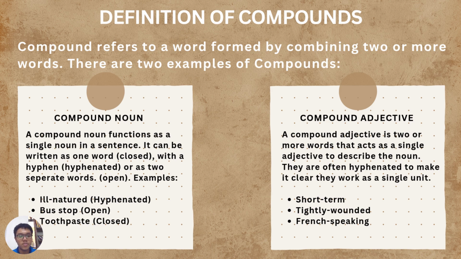We already know the examples down here. Compound adjective is actually a little bit different. So, compound adjective is two or more words that act as a single adjective to describe the noun. They are often hyphenated to make it clear they work as a single unit. So we have short-term, tightly wound, and French-speaking.